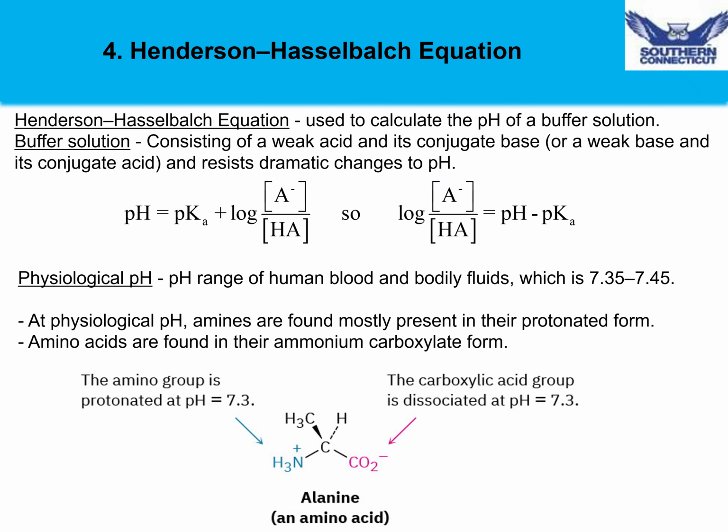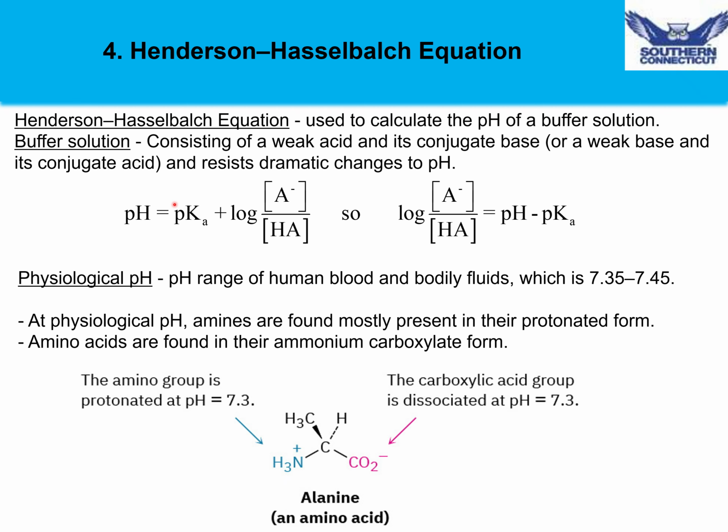The Henderson-Hasselbalch equation is an equation that we often use to calculate the pH of a buffer solution. A buffer solution consists of a weak acid and its conjugate base, and in some cases it'll consist of a weak base and its conjugate acid. Buffer solutions are typically used to resist drastic changes to pH.